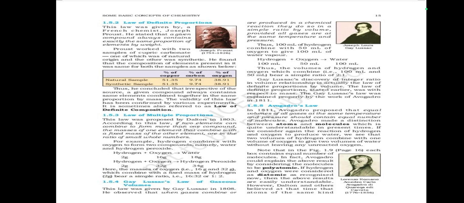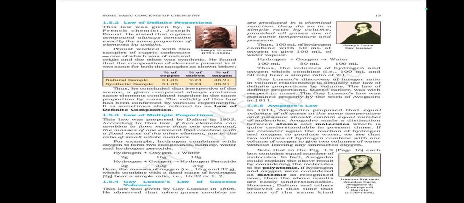Proust worked with two samples of cupric carbonate, one of which was of natural origin and the other was synthetic. He found that the composition of elements present in it was the same for both the samples, as shown below. Thus, he concluded that irrespective of the source, a given compound always contains the same elements combined together in the same proportion by mass.